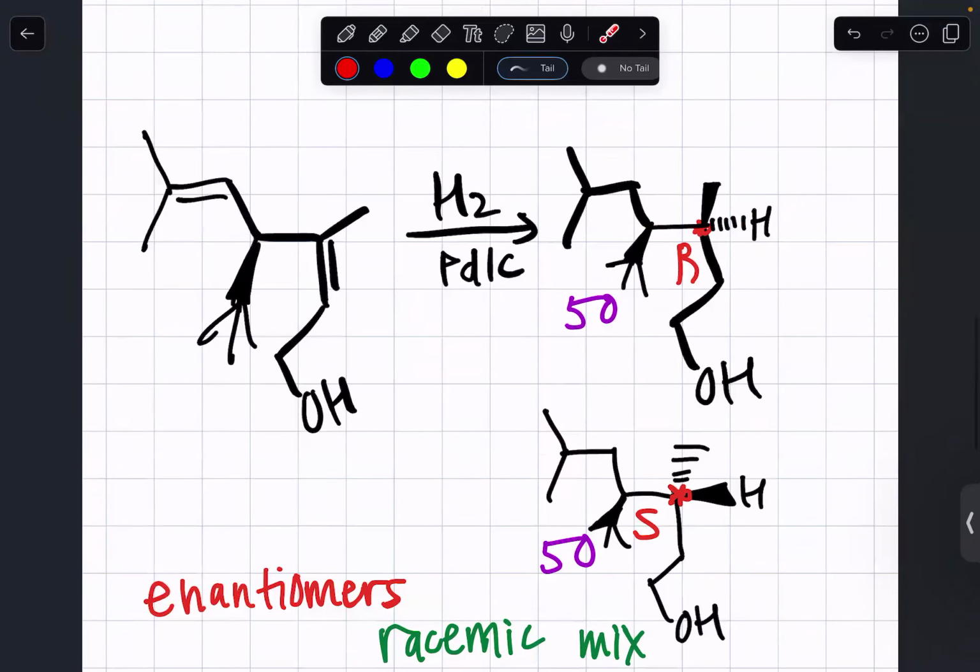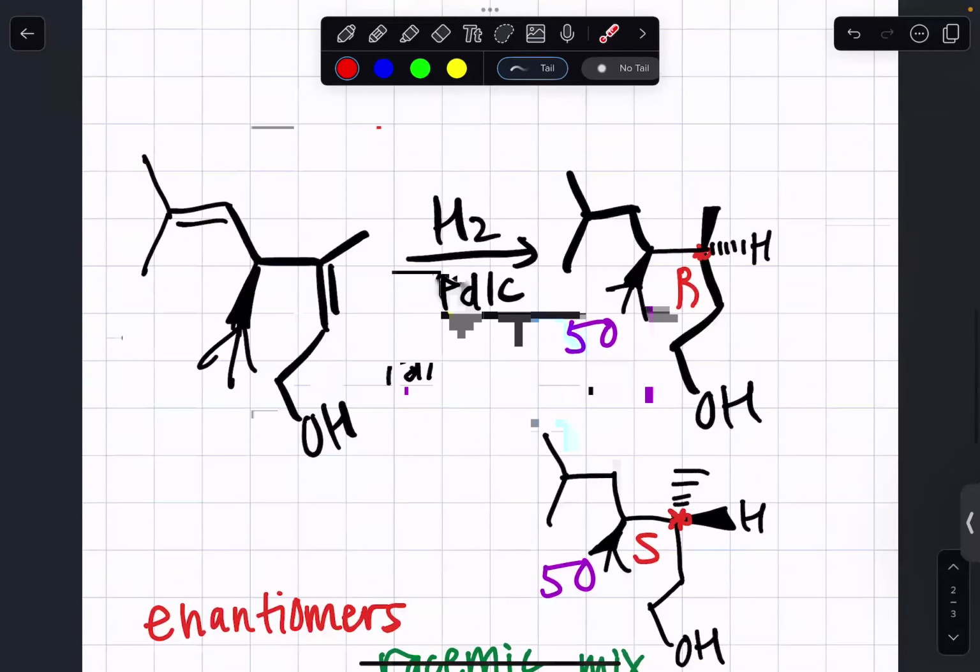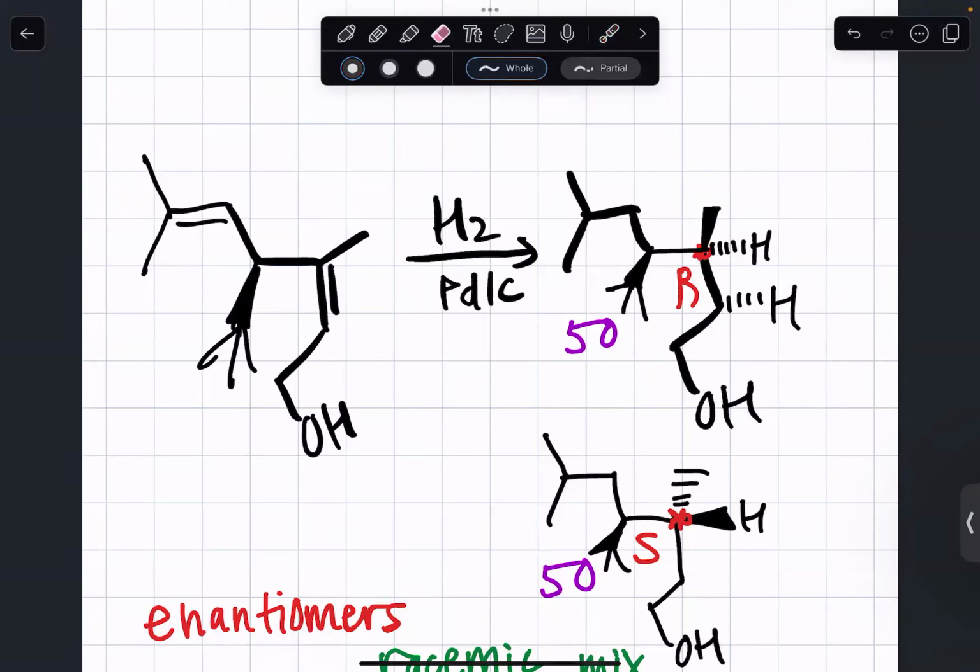We don't call it anti-addition because anti-addition would mean that the two hydrogens are opposite from each other. Like if one hydrogen is dash, the other hydrogen has to be wedge. There's syn addition because they attack on the same side, right? Which the double bond is right here.